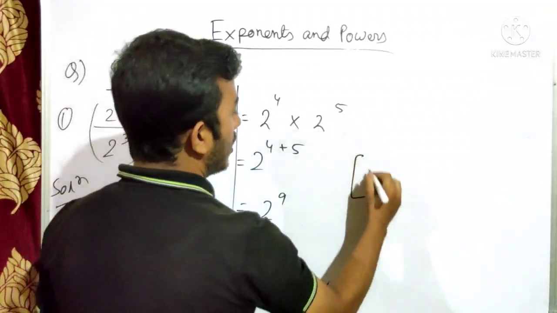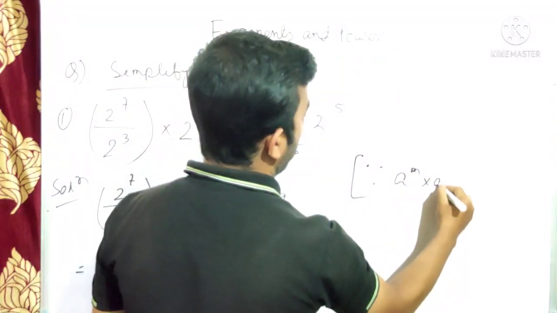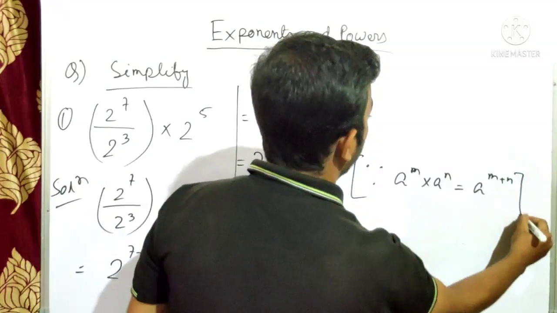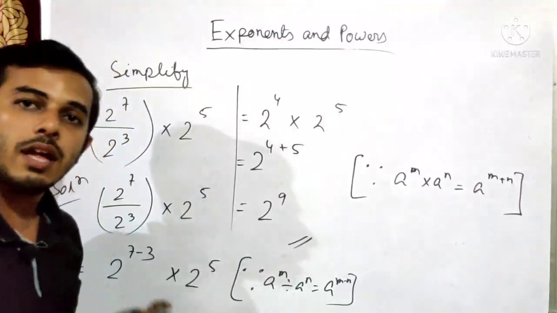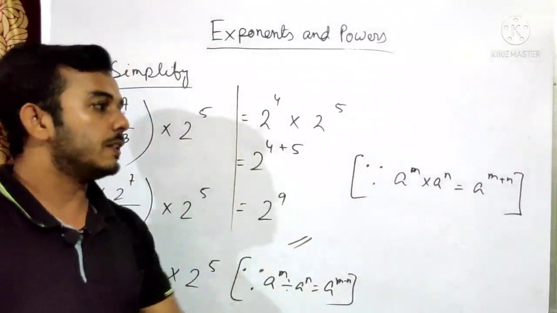So here which relation have we used? We have used a power m into a power n equals a power m plus n. We have used this relation and found the answer as 2 power 9. Up to this clear? Okay, so let us solve a few more questions.